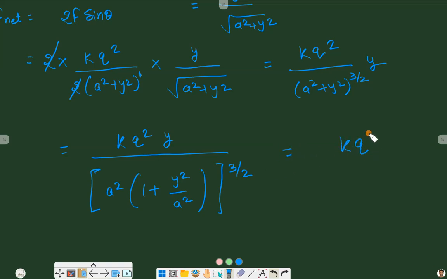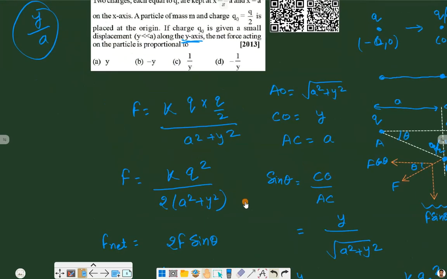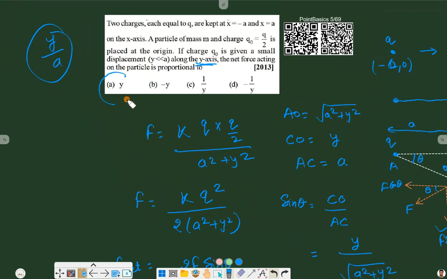So using approximation we will be left with k q square y by a cube. So we can say that force is proportional to y, and here it is, option A is the right answer. And we also know that in case of SHM, force is proportional to displacement, so here we have answer 1. Now let's move to the next question.